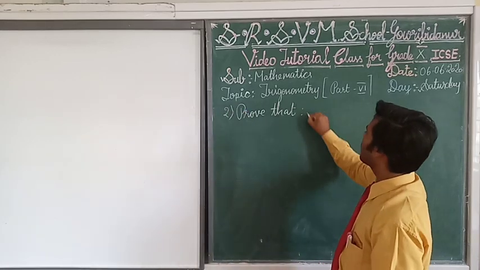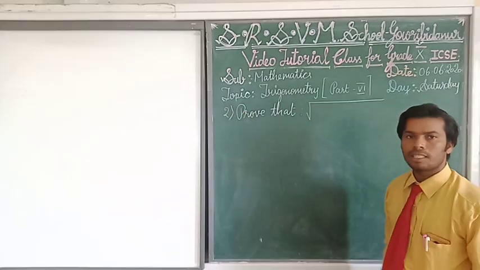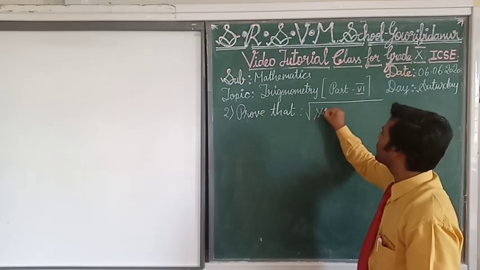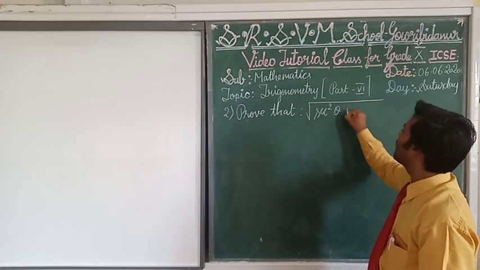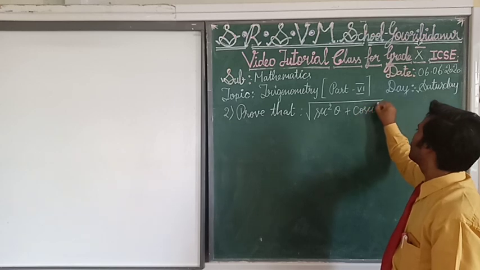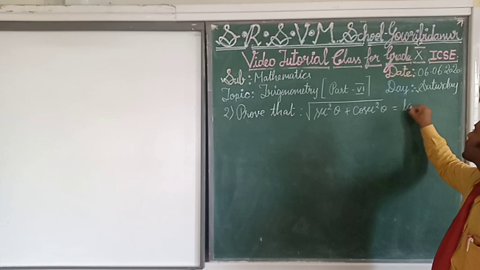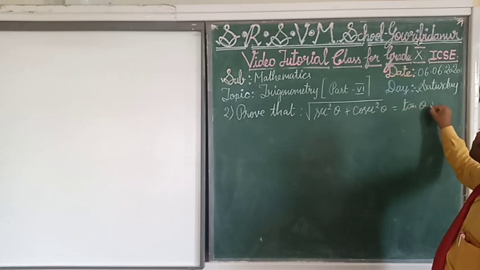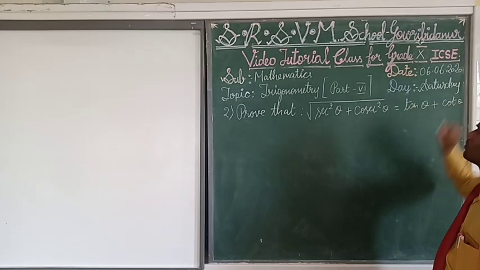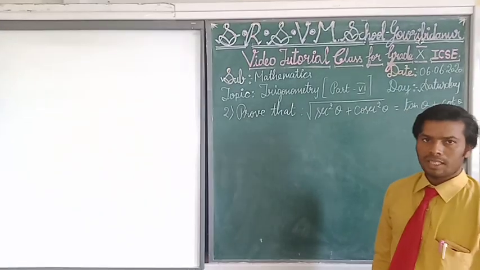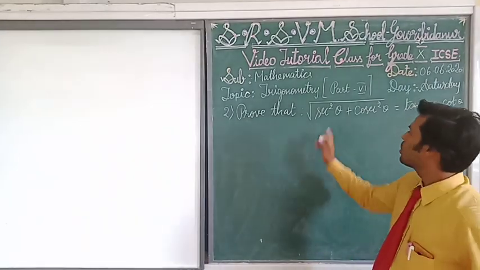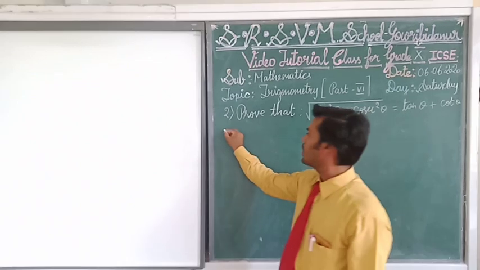So next one: under square root of secant square theta plus cosecant square theta is equal to tan theta plus cot theta. How to prove this one? This is another little bit new model. So here also you take the LHS solution.